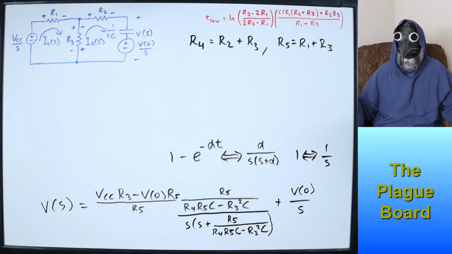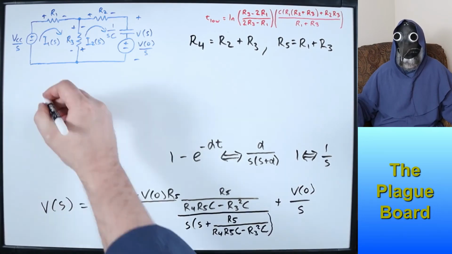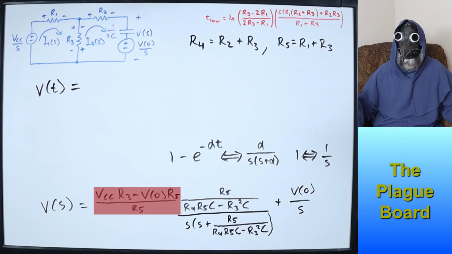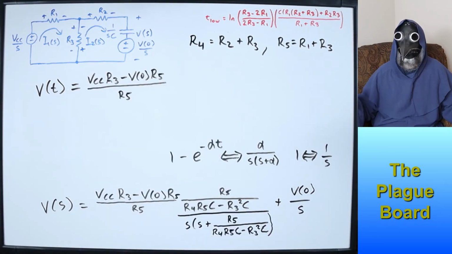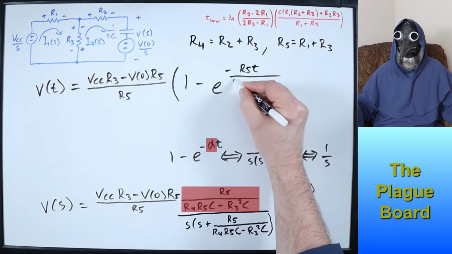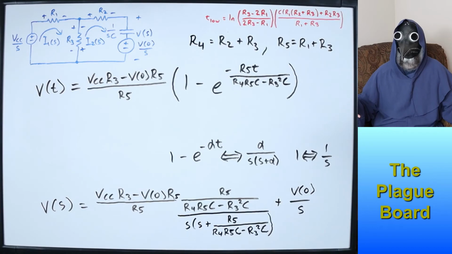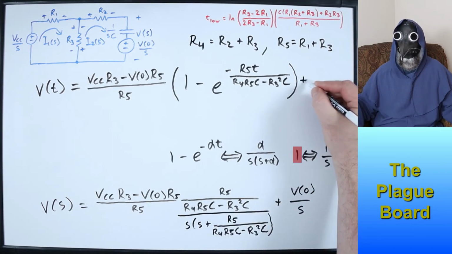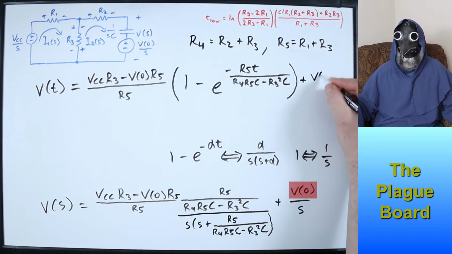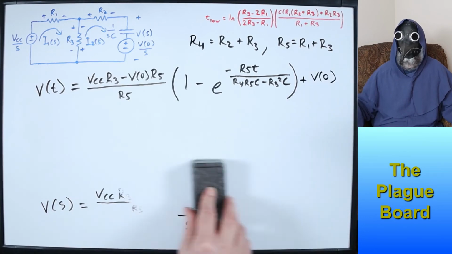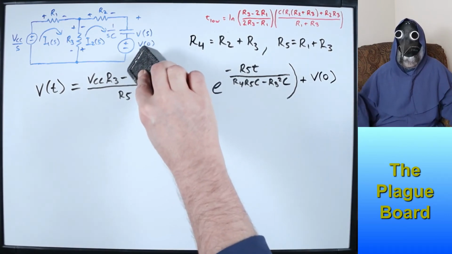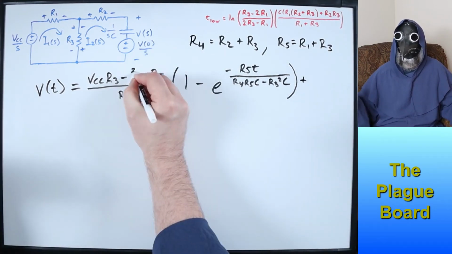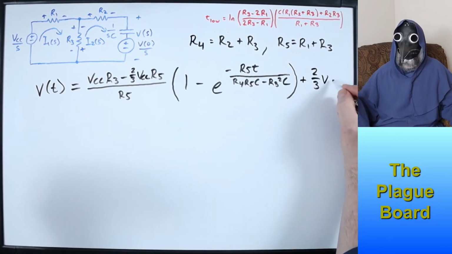So, in the time domain, V of S becomes V of t, and this fraction is a constant, so we can keep it as is. Now, we can substitute in this for alpha, and we have this. Since 1 over S transforms to 1, V of 0 over S just becomes V of 0. And there's our transform.